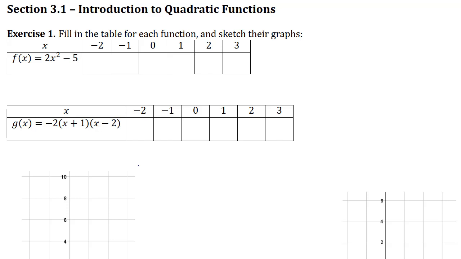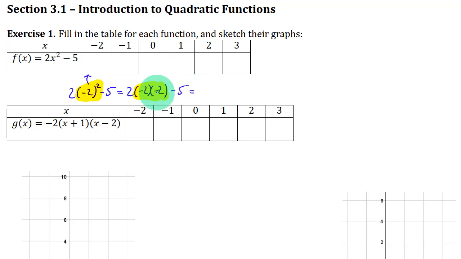So we're supposed to fill in this table for each function and then sketch the graph of each function. With the first one, we have f of x is 2x squared minus 5. So what's going to go in here when x is -2? We're plugging that in here. So it's 2 times -2 squared minus 5. And remember that -2 squared means -2 times -2, multiplied by itself 2 times. That's -2 squared. And there's still the minus 5 there.